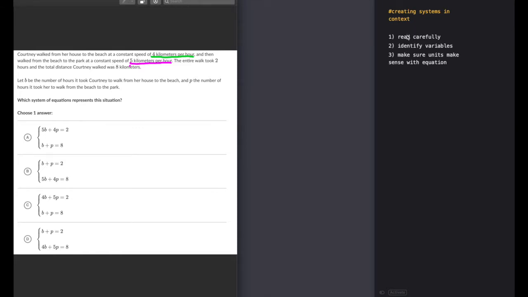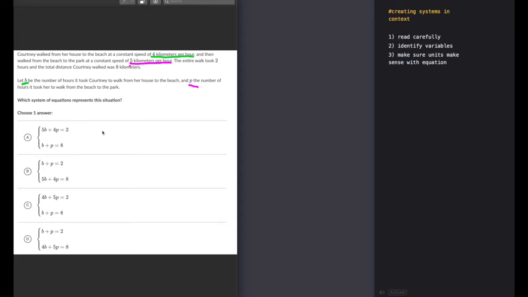Read carefully, unlike me. So beach to the park is going to be 5 kilometers per hour. This P is going to be somehow connected to that because that's also from the beach to the park. And so we're going to say P is somehow connected to this value here. And similarly, we can say that this 4 kilometers per hour is between her house and the beach. And so B is somehow going to be connected to this 4 kilometers per hour.